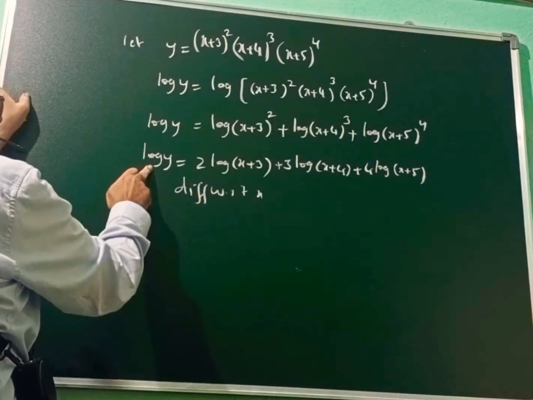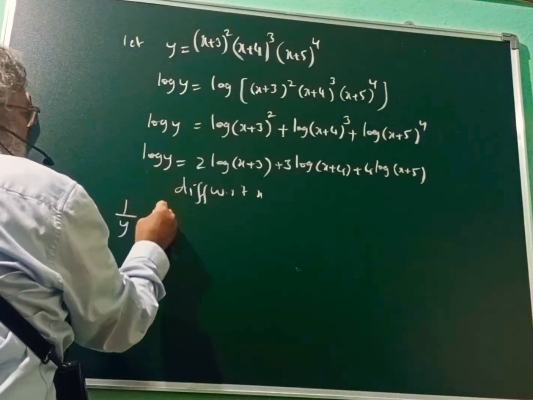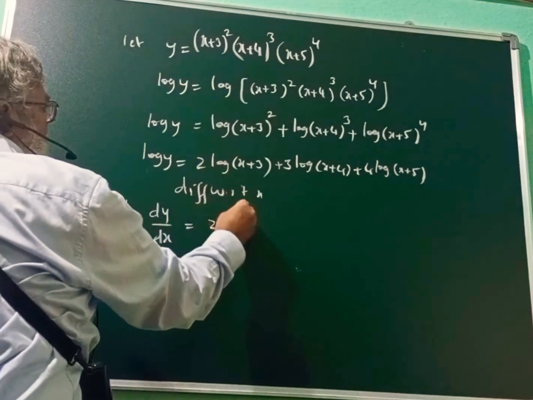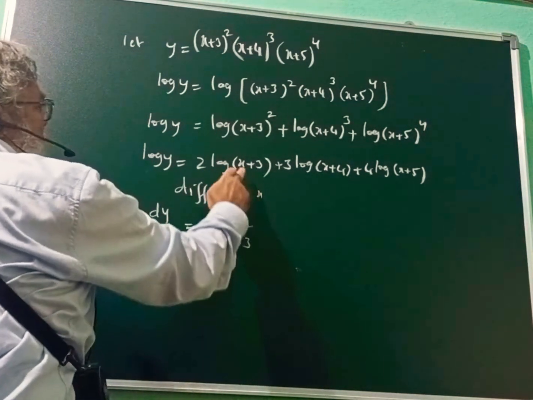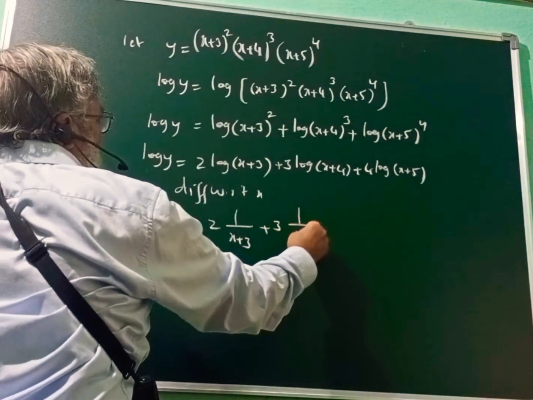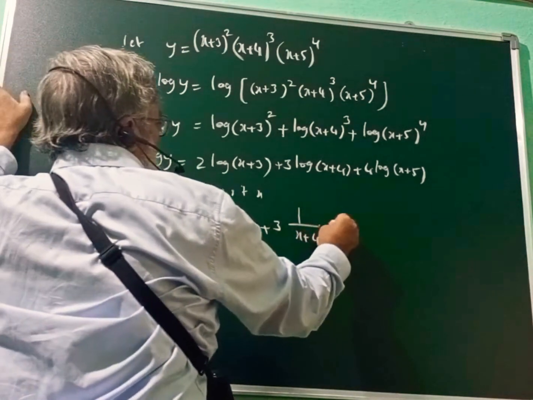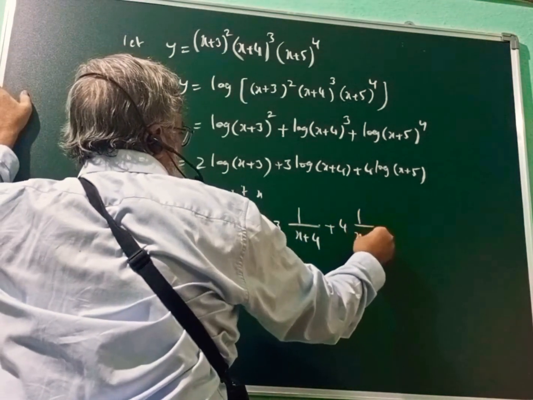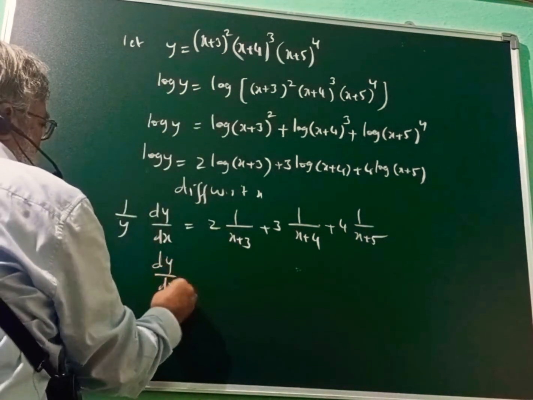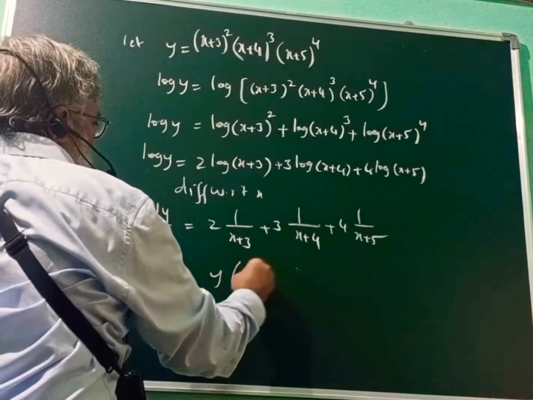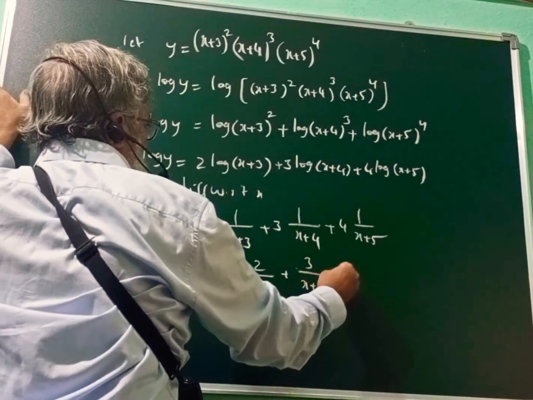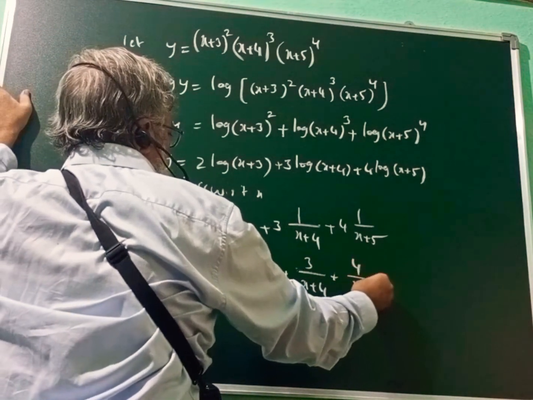1 by y, dy by dx is equal to 2 into differentiation of log, 1 by (x plus 3) into 1, plus 3 into 1 by (x plus 4) into 1, plus 4 into 1 by (x plus 5). We can write dy by dx is equal to y into 2 by (x plus 3) plus 3 by (x plus 4) plus 4 by (x plus 5).